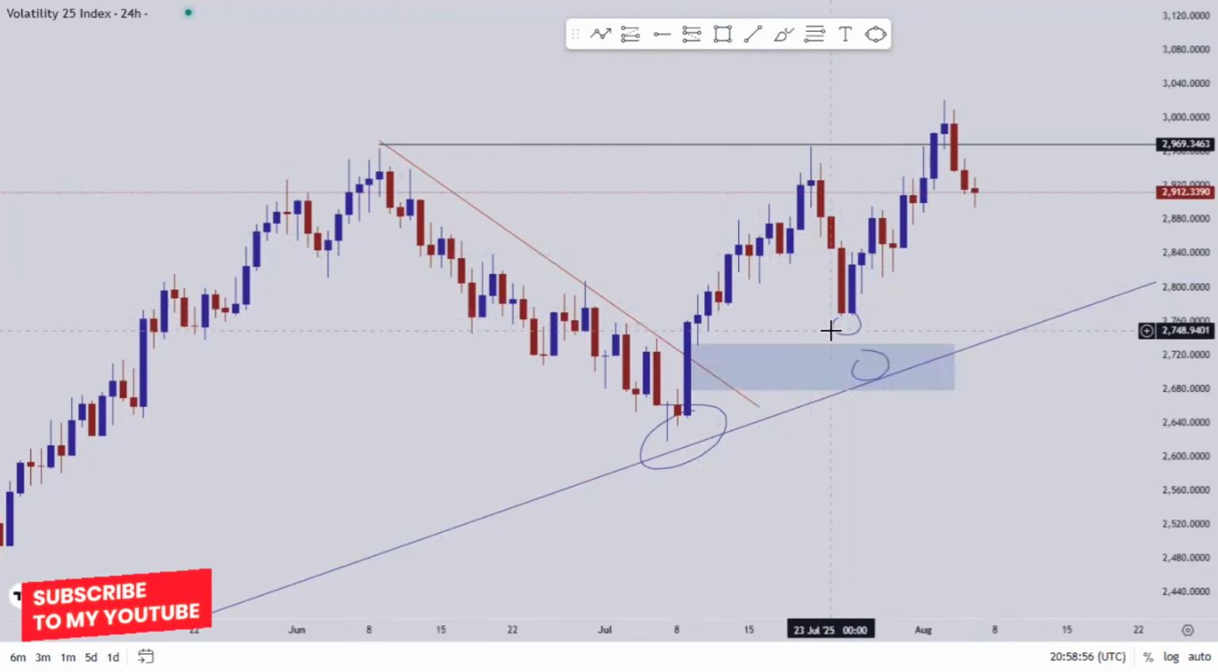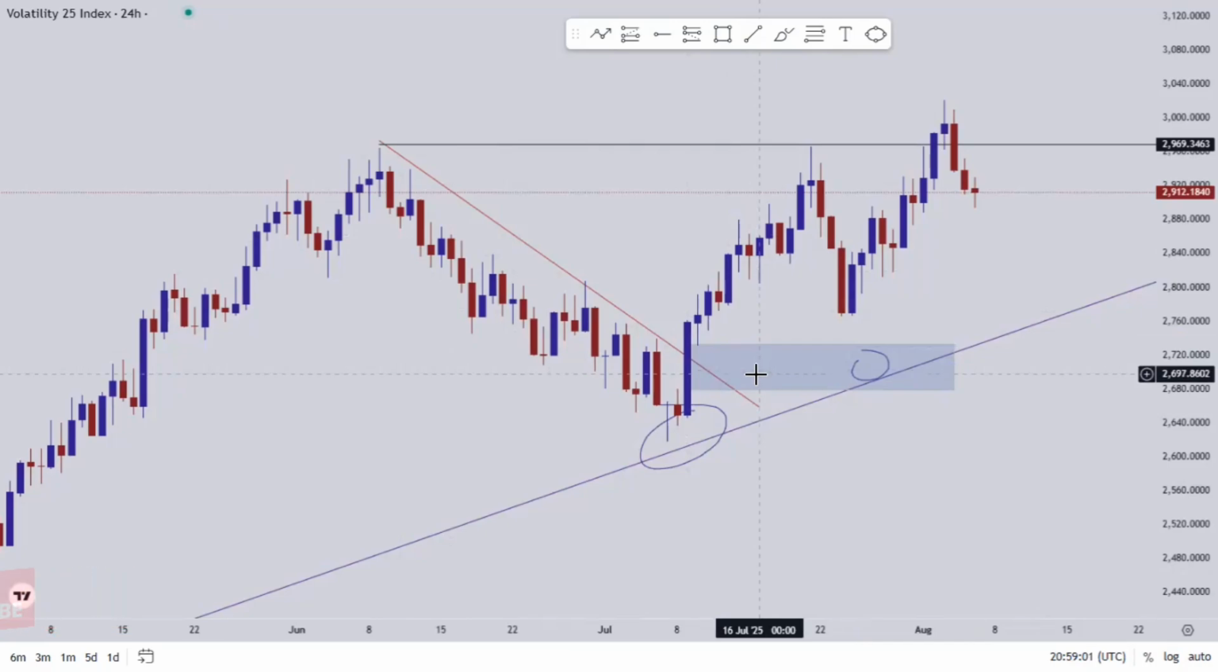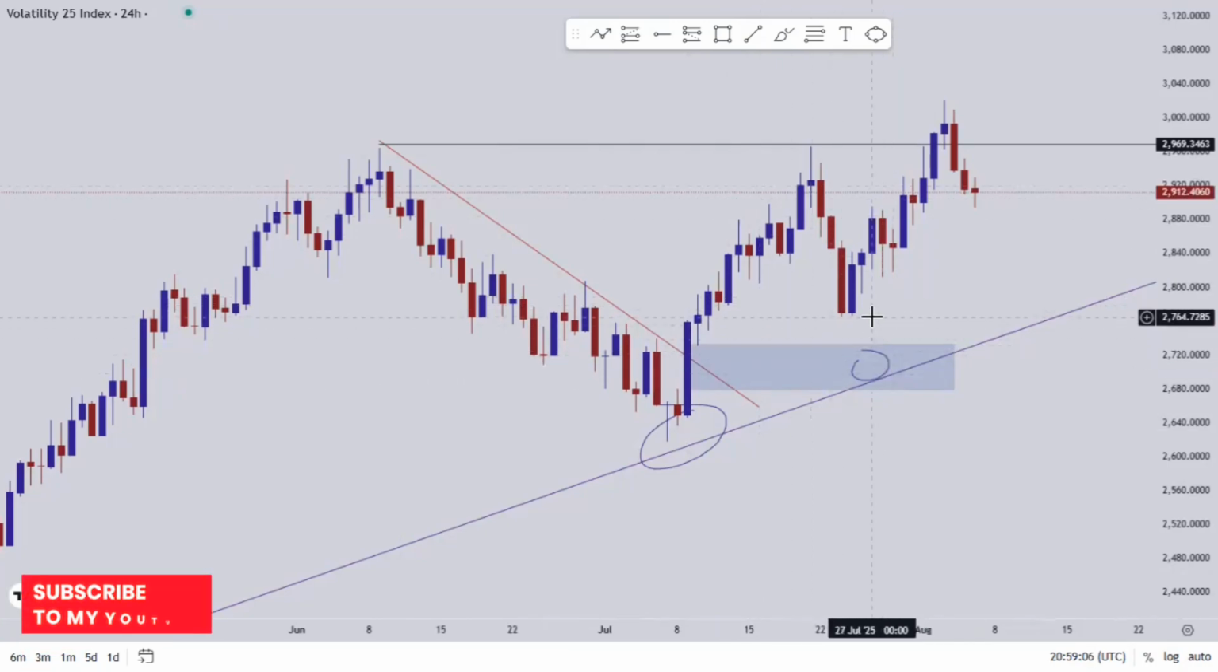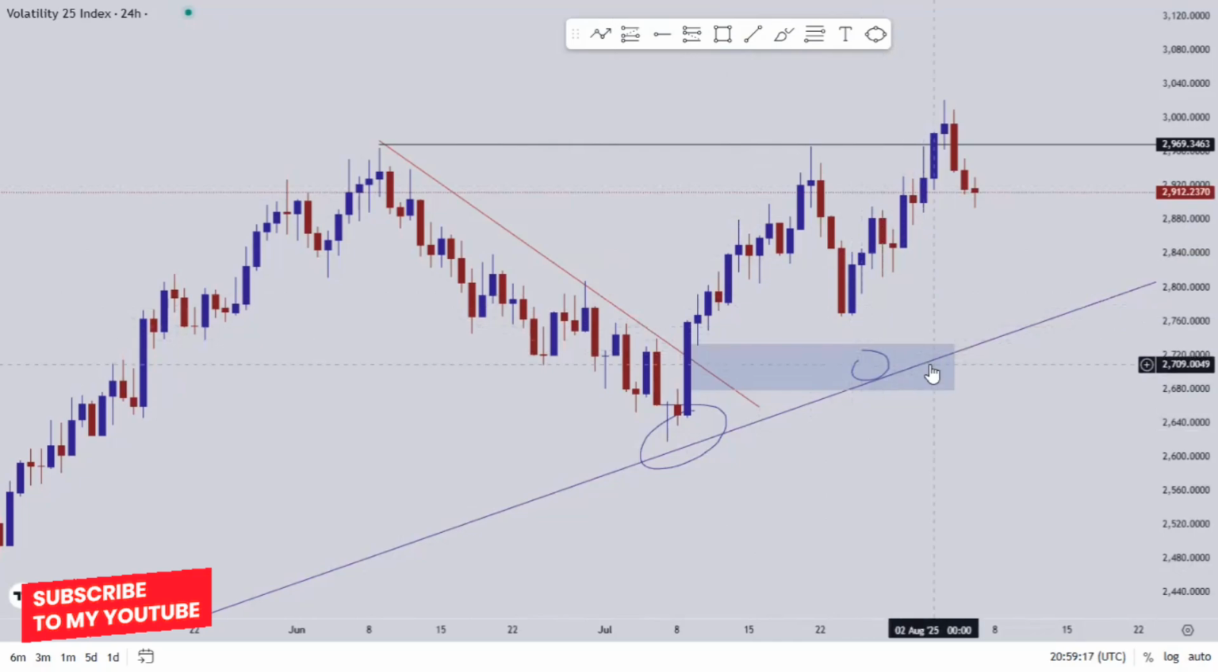And if you go to the screenshot I posted, you will see this particular zone actually being mapped out. So when I mapped this zone out, I was patiently waiting. Is this thing going to pull back to this zone or not? That I don't know, right? This was simply my area of interest, and I wanted it to be a bit closer to my trend line before looking for an entry.